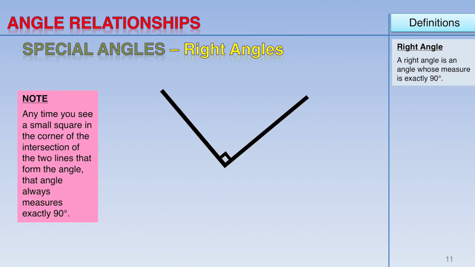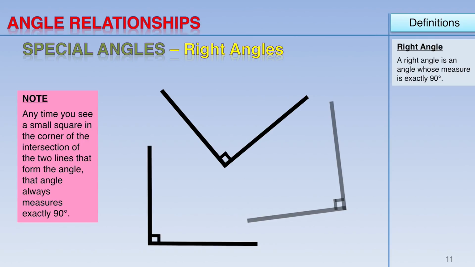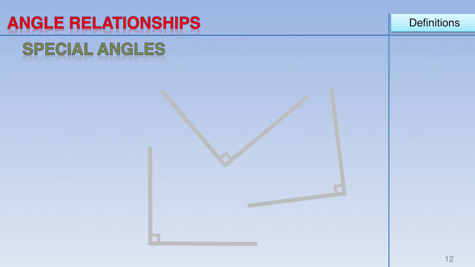I'll show you several of these, and you can see they can come in various rotations. One of the things to remember, which is real critical, is that any time you see a box in the corner of the intersection of two lines, that forms 90 degrees. Often you will not see 90 degrees written, you'll see this box. So it's something to remember.